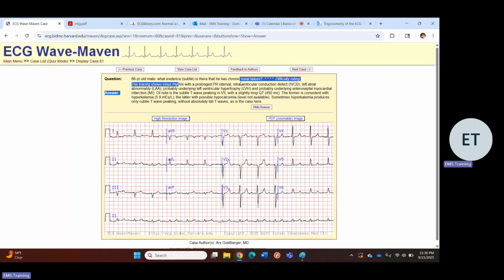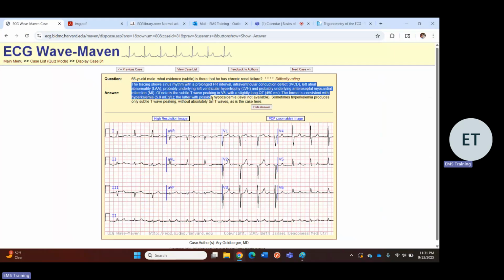Sinus rhythm, the prolonged PR interval, intraventricular conduction delay. Yeah, we do see this incomplete left bundle branch block. Left atrial abnormality, probably underlying left ventricular hypertrophy. We did see that. And probably underlying anteroseptal myocardial infarction. Interesting. Why does it say that? Of note is a subtle T wave peaking in V5. Yeah, that is subtle. With a slightly long QT, the former is consistent with hyperkalemia, and the latter is possible hypocalcemia, level not available. Sometimes hyperkalemia produces only subtle T wave peaking without absolutely tall P waves, as is the case here.